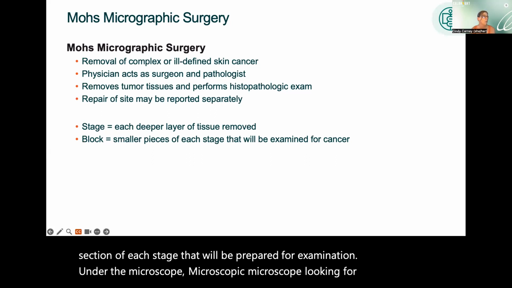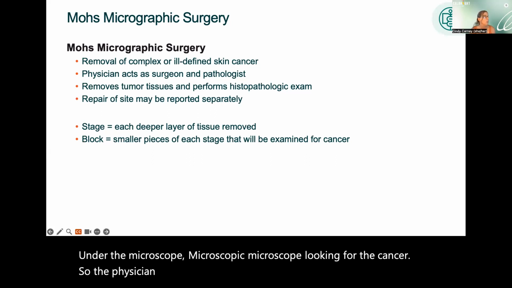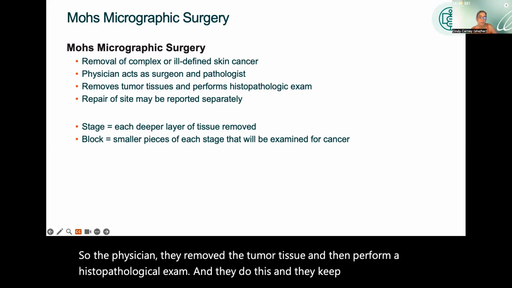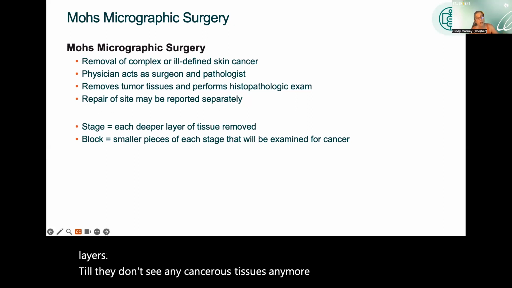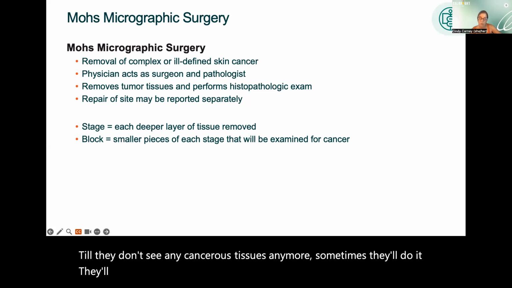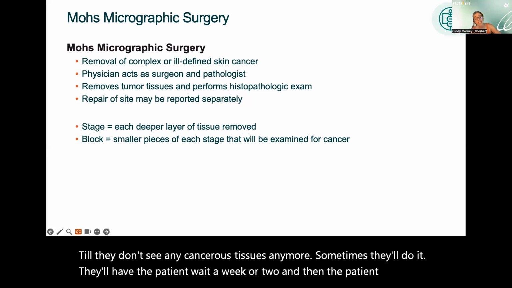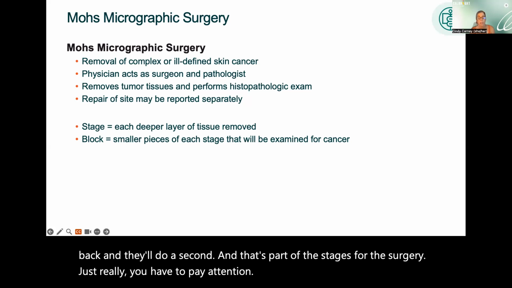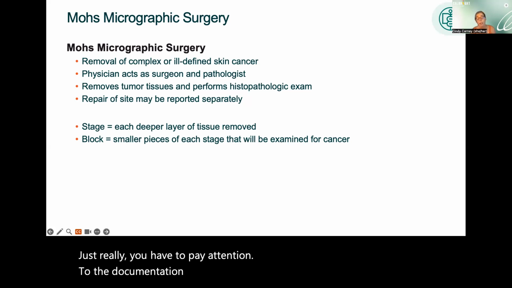looking for the cancer. So the physician removes the tumor tissues and then performs a histopathological exam. They keep removing the layers until they don't see any cancerous tissues anymore. Sometimes they'll have the patient wait a week or two, and then the patient will come back and they'll do a second, and that's part of the stages for the surgery. You have to pay attention to the documentation as well as the code descriptor for the Mohs microscopic surgery.